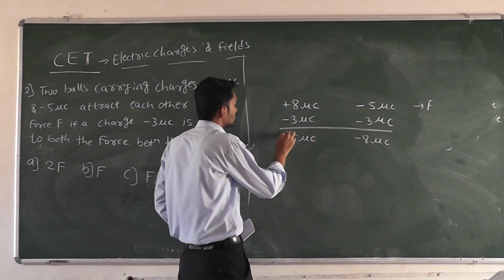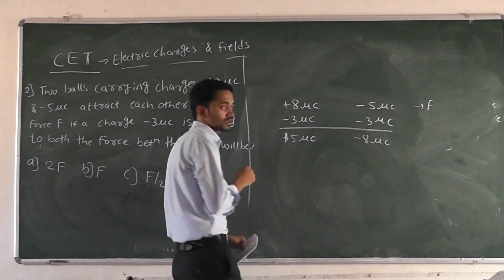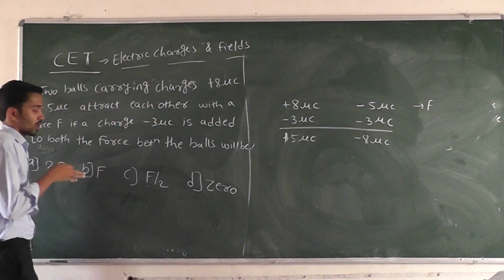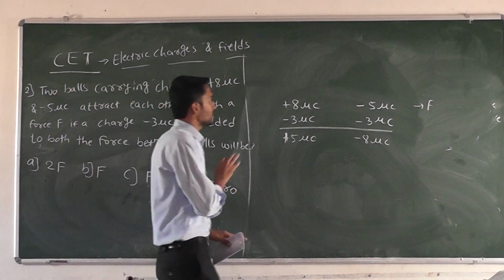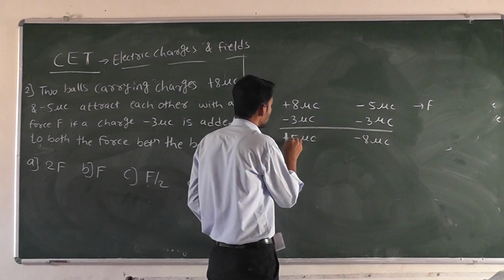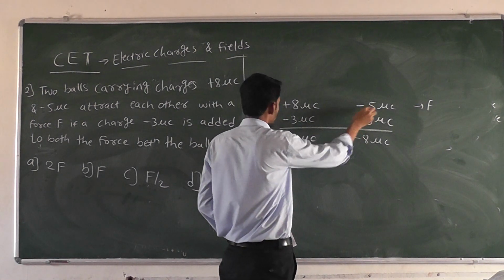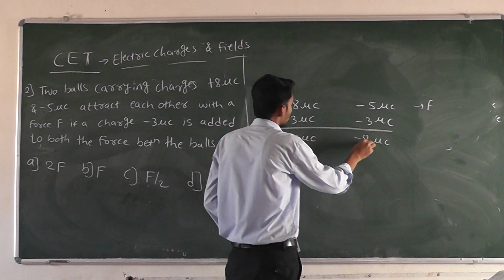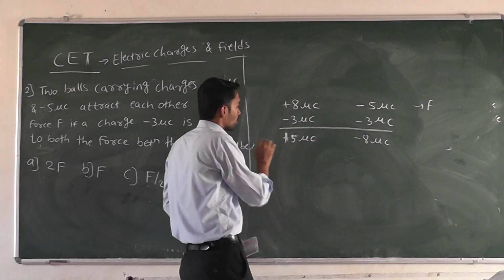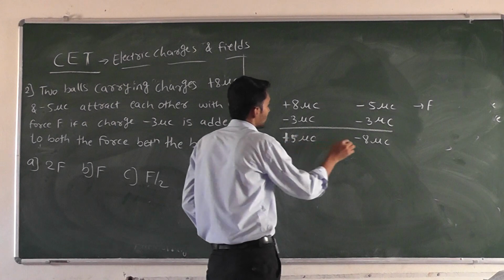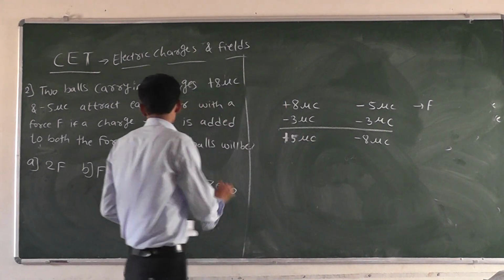So there is no change of force, which means the force does not increase, does not decrease, and does not become 0. The magnitude remains the same: previously the magnitude was 5, and here it is 5. Previously 8, and here it is 8. Only the sign changes, so both charges are analysed according to these four options.